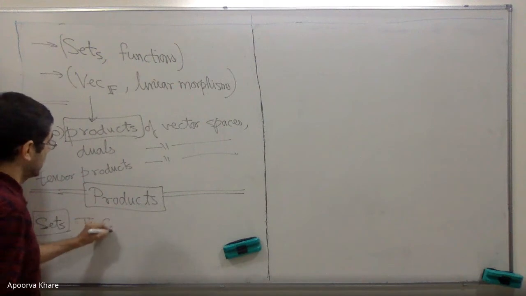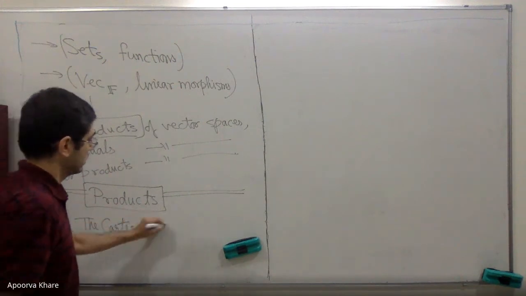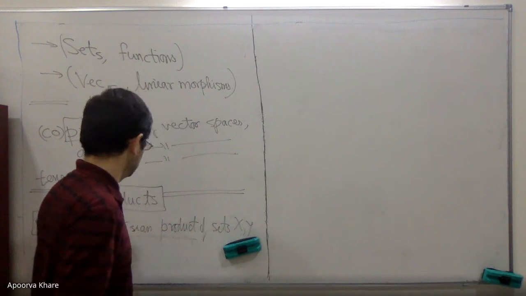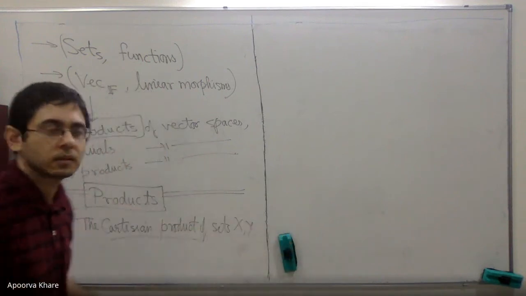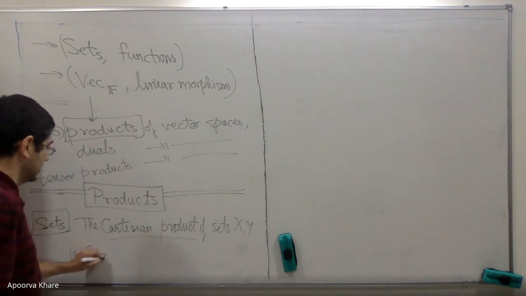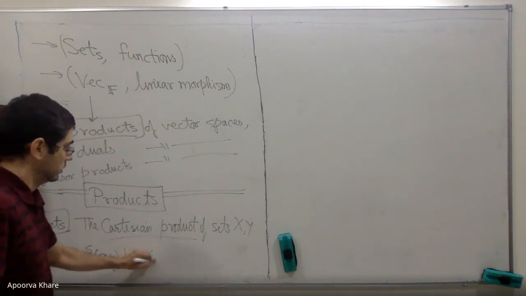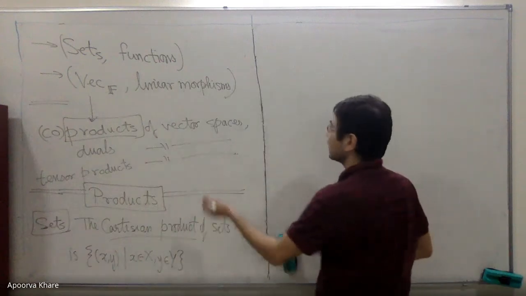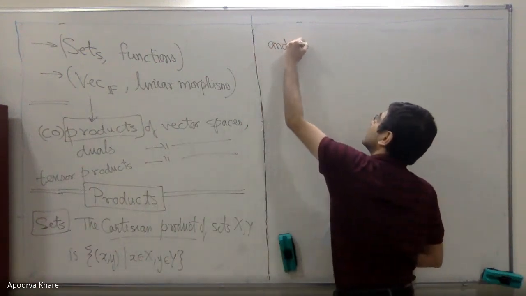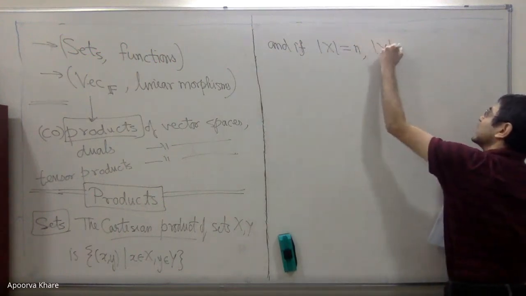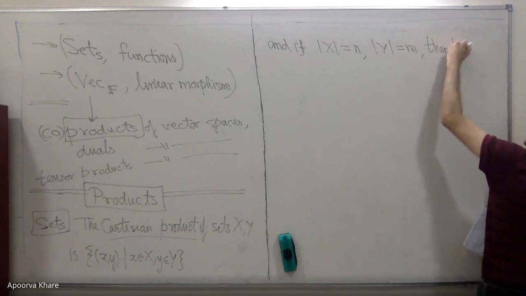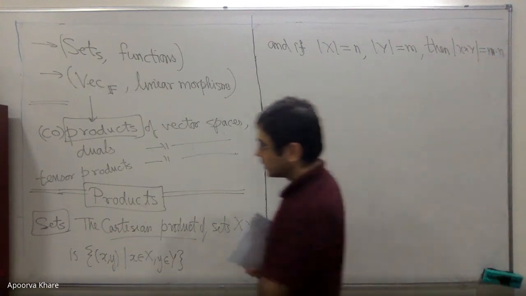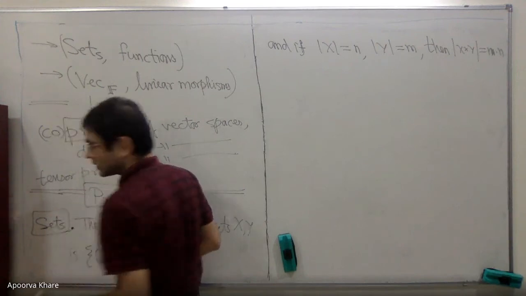The Cartesian product of sets x, y. What is it? It is precisely the set of pairs, this thing, right? And the property, of course, is that if let's say x has size n and y has size m, then x cross y has size m times n. So indeed, this is a product. We all know this definition, so I'm not even defining it. This is known to you.